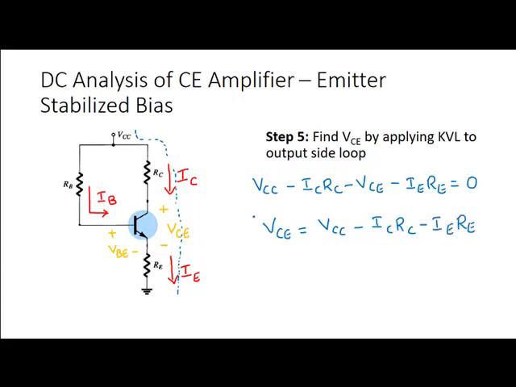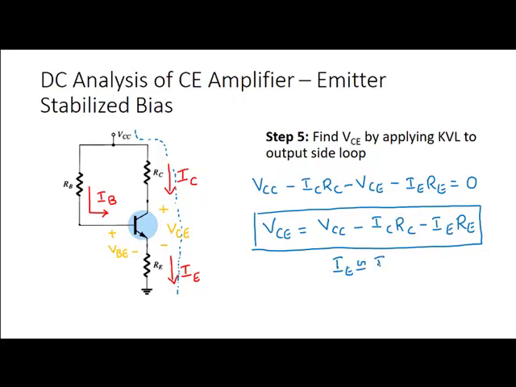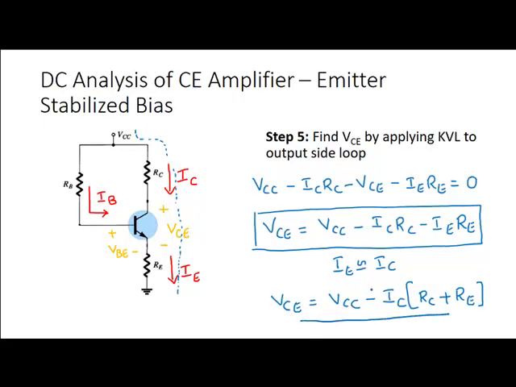So this is the actual expression for finding out VCE, that is the voltage drop across the BJT. If we approximate IE to be equal to IC, then we can also write VCE as VCC minus IC times RC plus RE. So this is an approximation. This can also be used most of the times. So voltage drop VCE is found out.